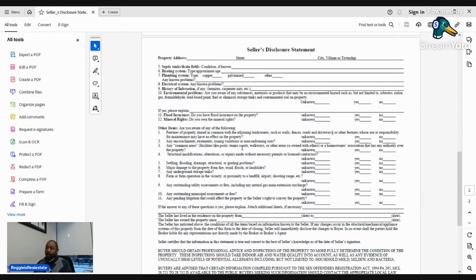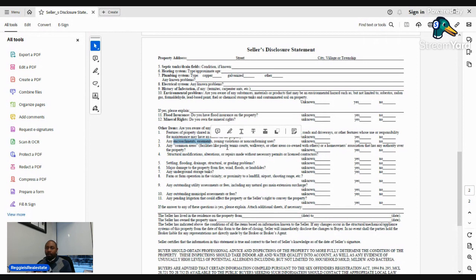Features, other items here. So items shared in common with other landowners. Maybe there's a fence or water share, a shared driveway. Any encroachments or easements or zoning violations, or any non-conforming uses. Maybe someone built an addition, or a storage facility in the back or something like that. And keep in mind, there's different types of setups for residential properties. So this is mainly for 1 to 4 unit properties.